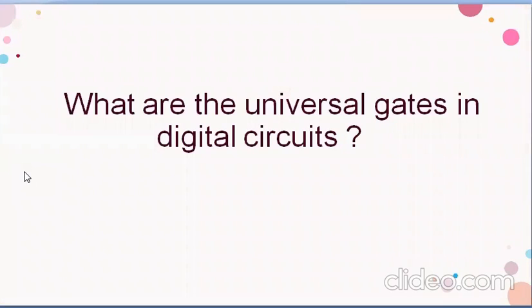So what are the universal gates in digital circuits? We know that they are the NAND gate and the NOR gate. We call them universal gates because using these two gates, we can design any gate.